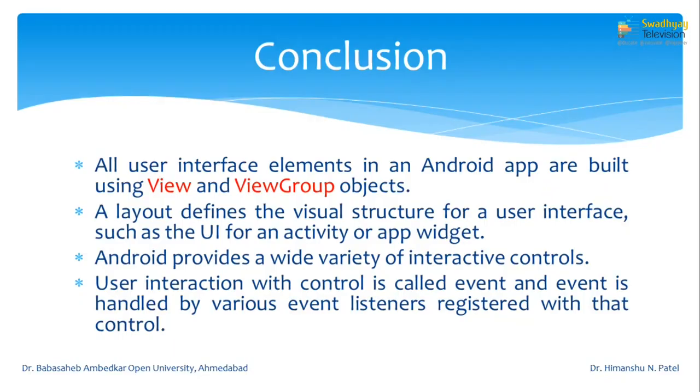Now, we conclude that all user interface elements in Android apps are built using View and ViewGroup objects. All controls are Views, all layouts are ViewGroups. A layout defines the visual structure for a user interface, such as the user interface for an activity or app widget. Android provides a wide variety of interactive controls, some of which we already discussed, and user interaction with a control is called an event, and the event is handled by various event listeners registered with that control.